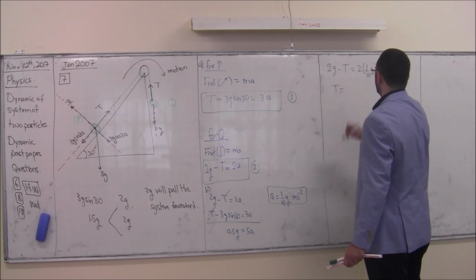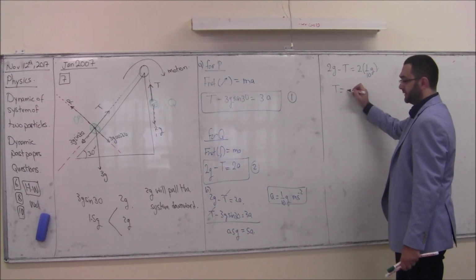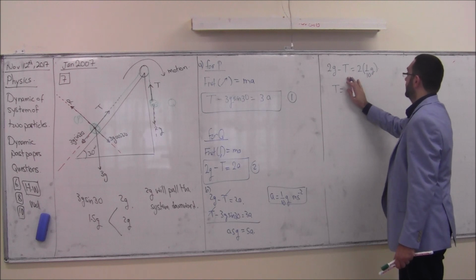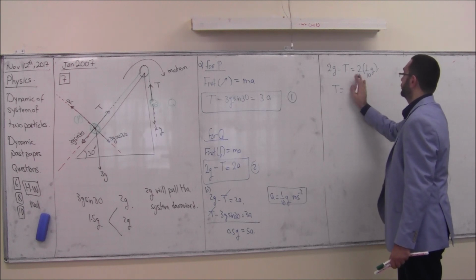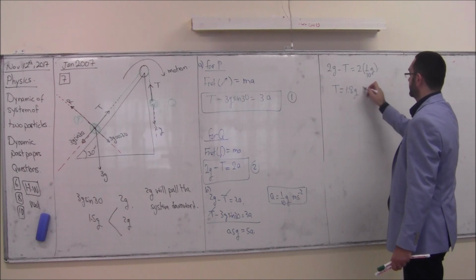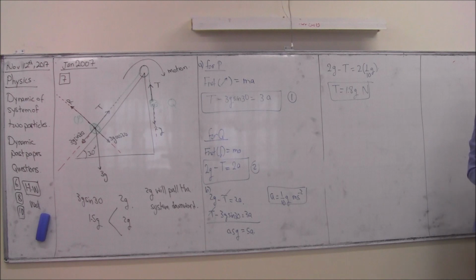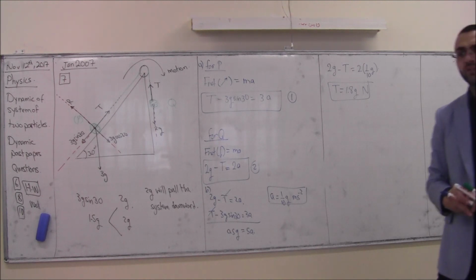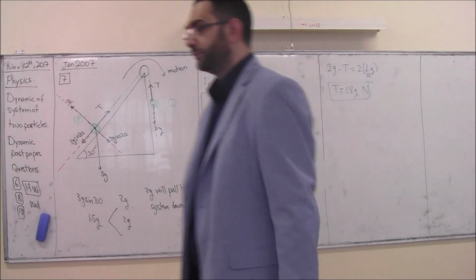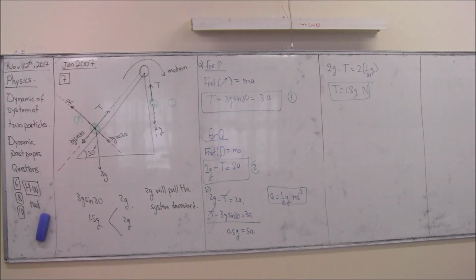So T equals, I think, 1.8 G. Okay? 1.8 G, in terms of G. That's the answer for this question.